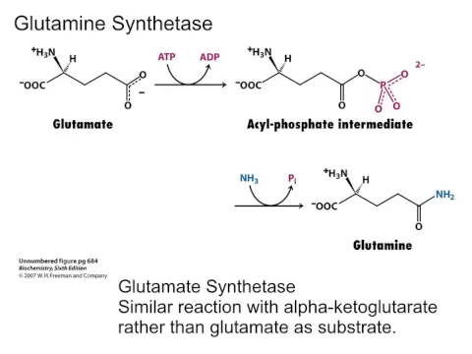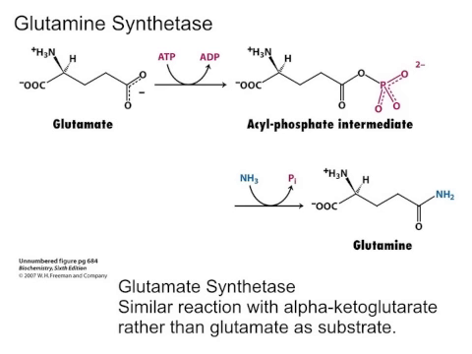The reaction catalyzed by glutamine synthetase adds another amino group to glutamate. In order to get this done, glutamate is first phosphorylated to make an acyl phosphate intermediate, and then this intermediate is amidated. We're going to release inorganic phosphate and form an amide to make glutamine. Now glutamate synthetase catalyzes a similar reaction, only instead of glutamate as the initial substrate, glutamate synthetase uses alpha-ketoglutarate.